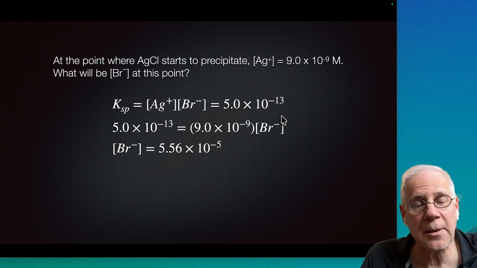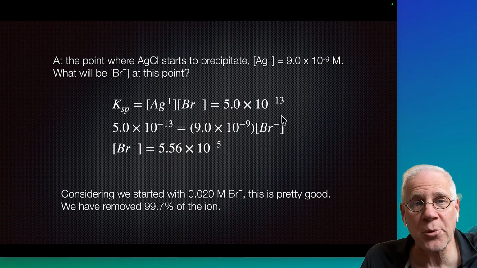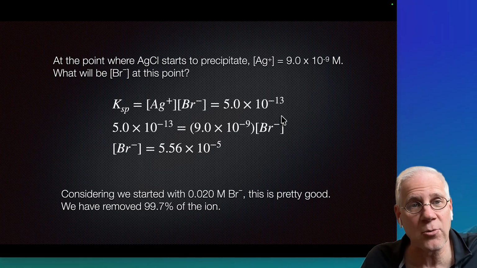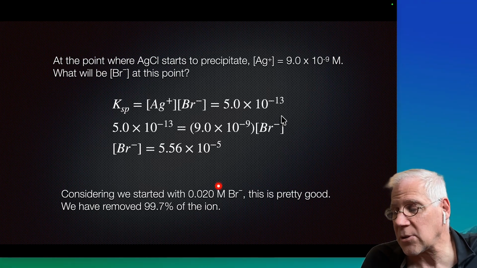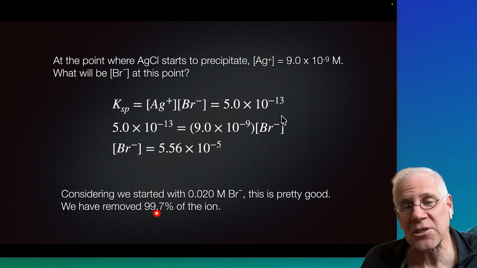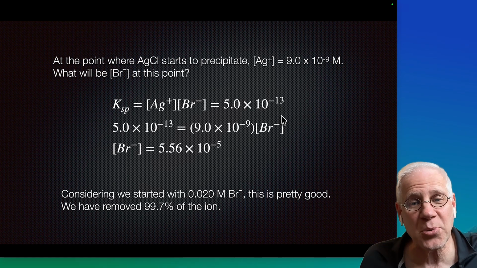So how well did we separate out the chloride from the bromide? You can never do it perfectly. You're never going to get all of it out before you get something else out when you have things that are that chemically similar. However, considering that we started with 0.02 molar bromide, and we finished with 5.56 times 10 to the minus 5, we've actually removed 99% or 99.7% of the bromide ion away from the chloride ion. So that's actually pretty good.